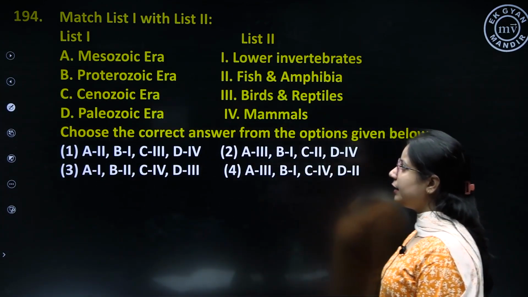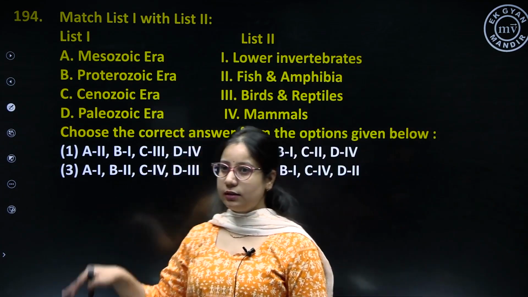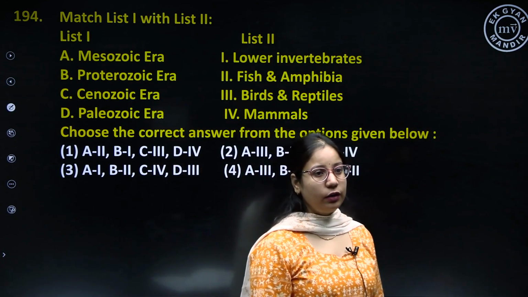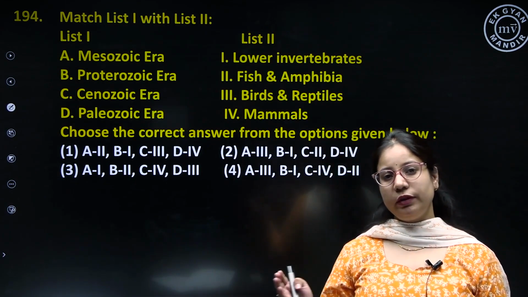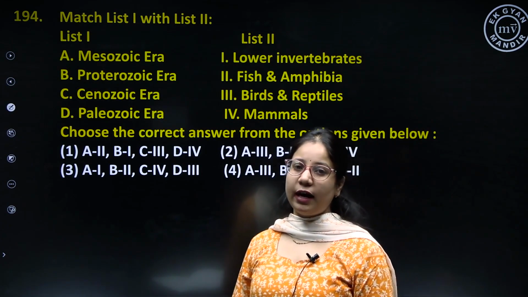Question number 194. Match list 1 with list 2. Here are some eras that have been given on list 1. We have to match them with list 2, that which era belongs to which type of animals.